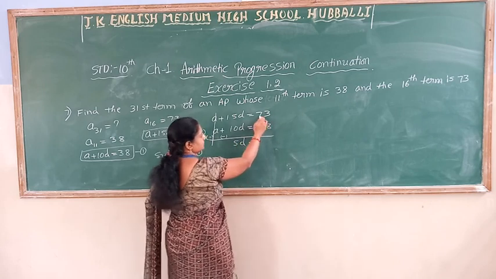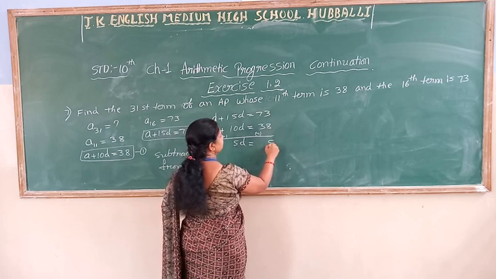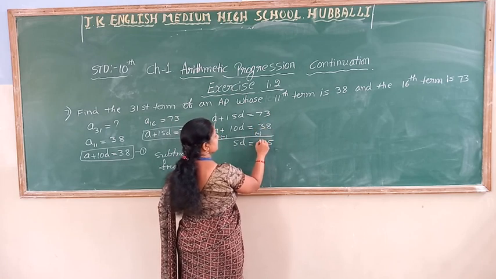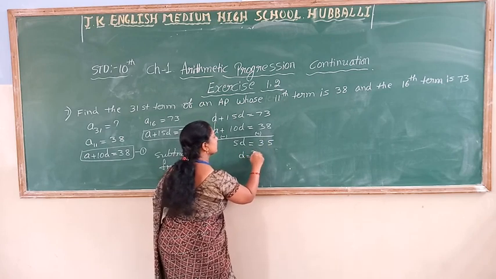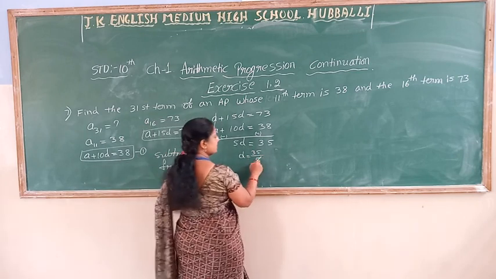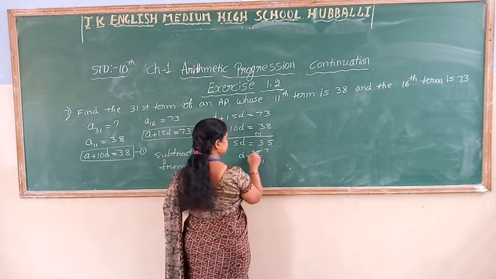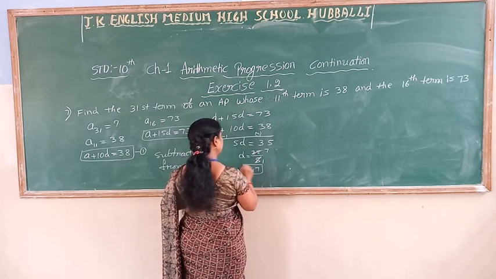So subtract now. 73 minus 38: 13 minus 8 is 5, and 6 minus 3 is 3. So the D value I want: D is equal to 35 by 5. You divide now. 5 ones are 5, 5 sevens are 35. Then the D value I got is 7.